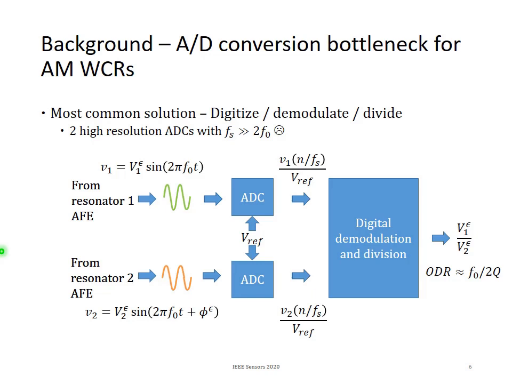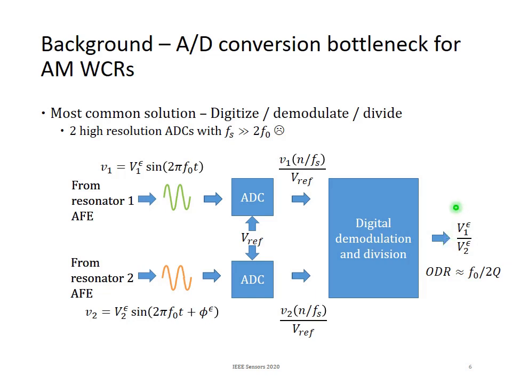Now, the solution which is most commonly used for AM resonance sensors is depicted here. It simply consists in digitizing both motional signals output by the front ends of the resonators. This is done with two high-resolution ADCs with a sampling frequency which is large enough compared to the natural frequency of the resonators. From the digitized signals, it is then straightforward to extract the amplitude of each signal, so digital demodulation is performed, and then divide one by the other to calculate the amplitude ratio.